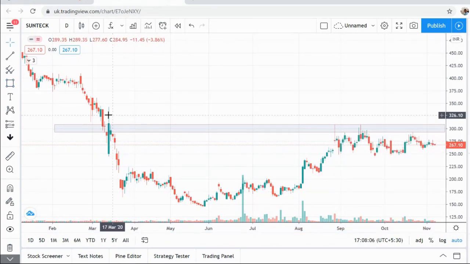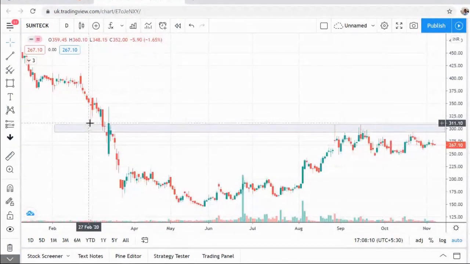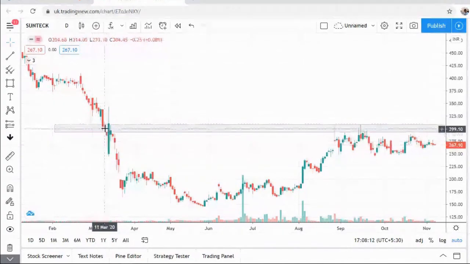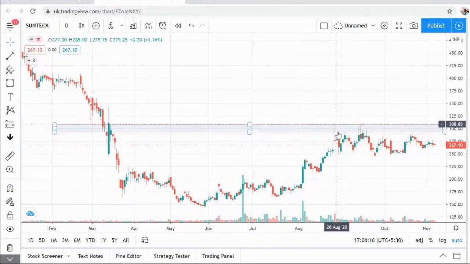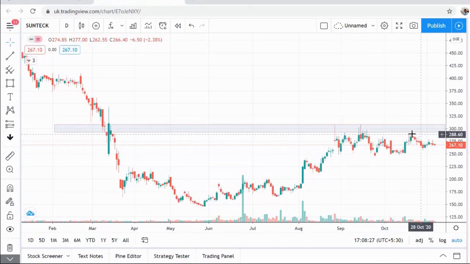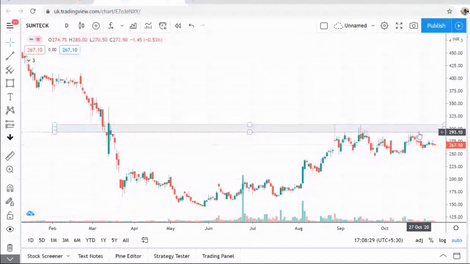Okay, observe this. Here it was acting as a support. The top part of this zone was also acting as a support. The lower part was also acting as a support. Now see how change of polarity is acting here. This rejection candle, these four rejection candles and this candle. In fact, even this candle. These are all getting rejected from this area.